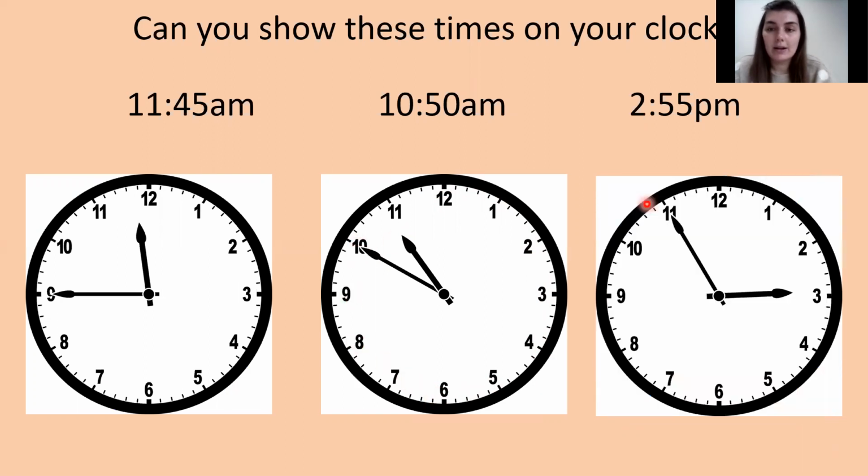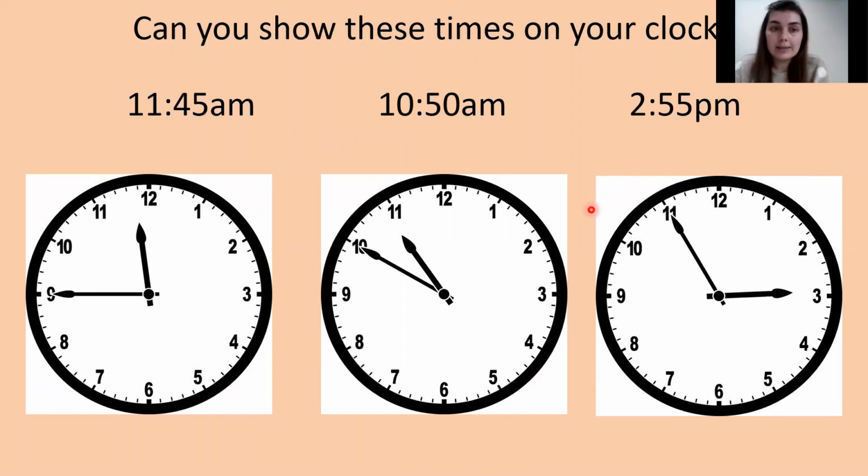And then our last clock is showing 2:55 p.m. And again, if I count all the way around, I know this is 50. I've just counted it from my last clock. So 50, 55. Now we could say these as 11:45, 10:50 and 2:55, and they are all correct.